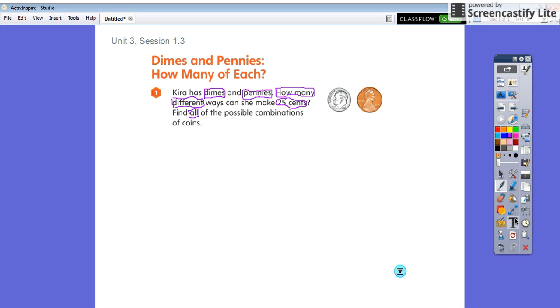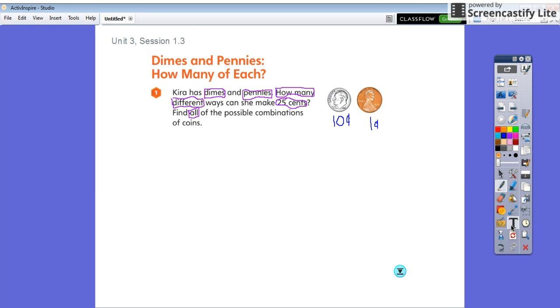Okay. So the first thing I have to think about when I solve this problem is how much is a dime worth? I know that a dime is worth 10 cents. So I'm going to write a 10 here to help me remember. And now I know that a penny is worth 1 cent, so I'm going to label that also.